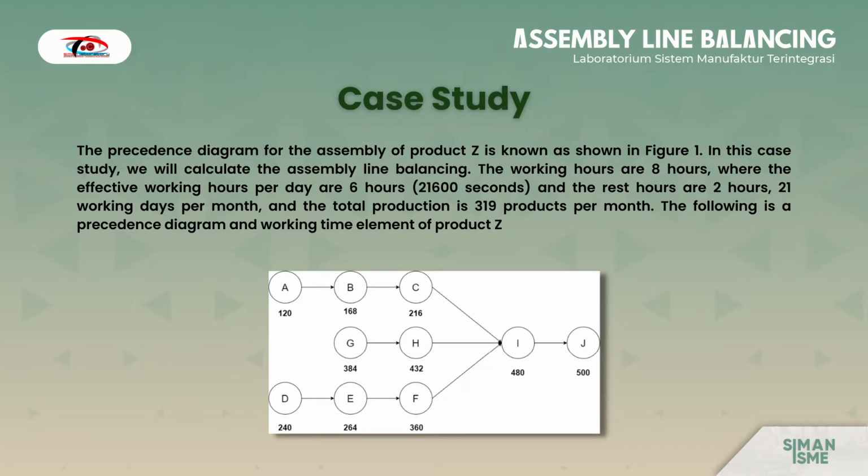The working hours are 8 hours, where the effective working hours per day are 6 hours, with the conversion to seconds being 21,600, and the rest hours are 2 hours. 21 working days per month and the total production is 319 products per month. The following is the precedence diagram and working time element of product Z.